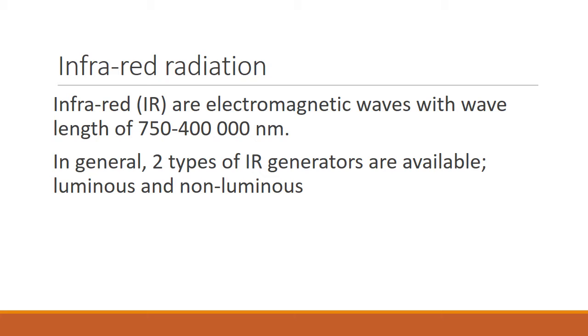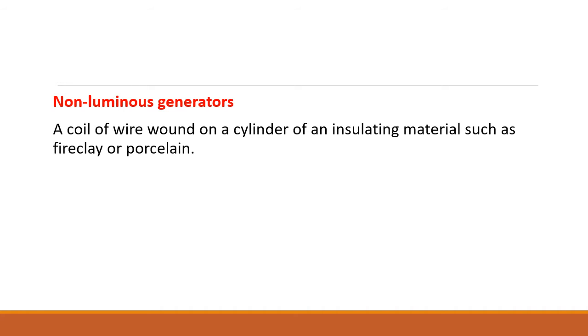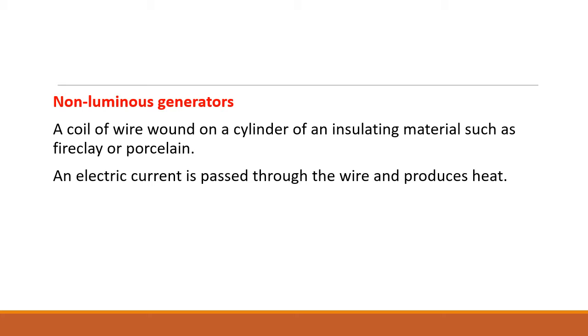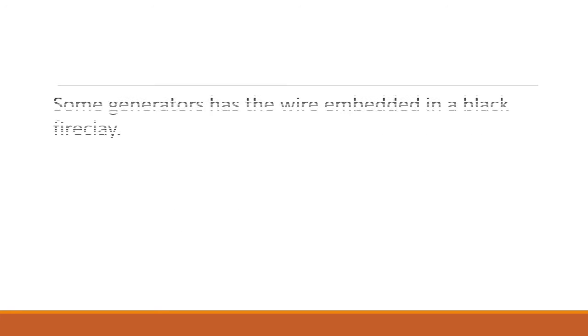In general, there are two types of infrared generators available, luminous and non-luminous. We start with non-luminous generators. It is a coil of wire wound on a circle or a cylinder of an insulating material such as fire clay or porcelain. An electric current is passed through the wire and produces heat. Infrared rays are emitted from the hot wire and from the fire clay, which is heated by conduction.